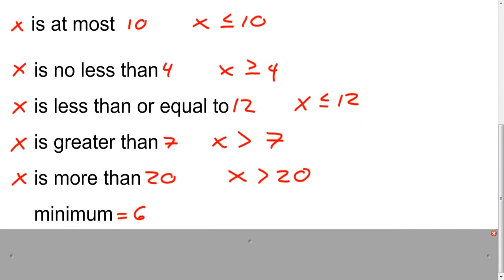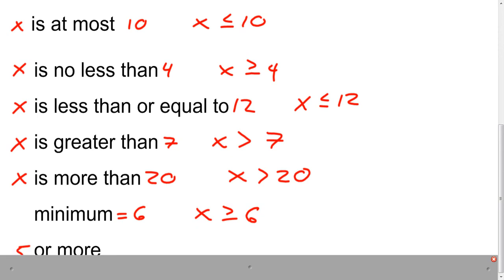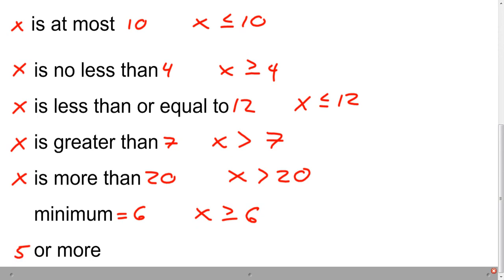And then the minimum is 6. Well, that means x has to be greater than or equal to 6, because that's the minimum value. And 5 or more. That means you have an x value that is equal to 5, or it's more than 5. So x is greater than or equal to 5. Those are some common phrases used for inequalities that I wanted to remind you about.